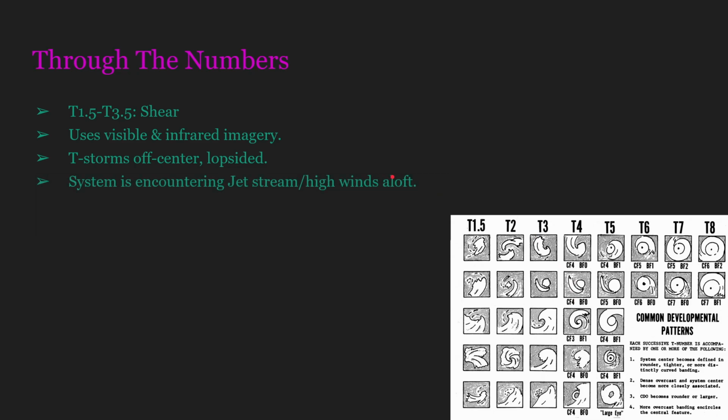And the thunderstorms are off-center and lopsided because the system is encountering some jet stream and high winds aloft. And by aloft, I mean up in the air, and I don't just mean a few hundred feet. I mean thousands upon thousands of feet up, where thunderstorms are forming their towers, and the jet stream can be just straight up shearing those away. So the winds might be so high that it is straight up not allowing towers to form. And the jet stream can also be a big part in that as well.